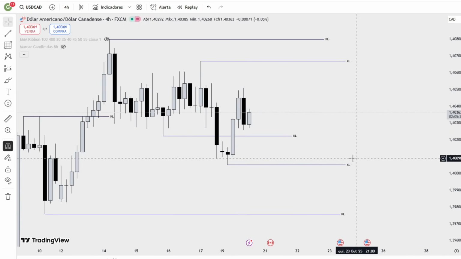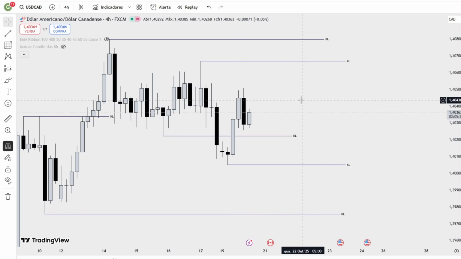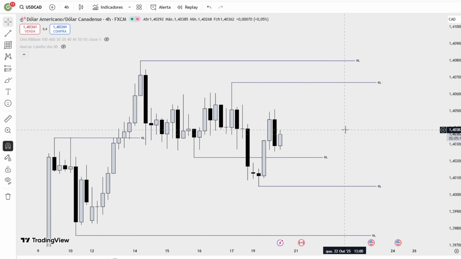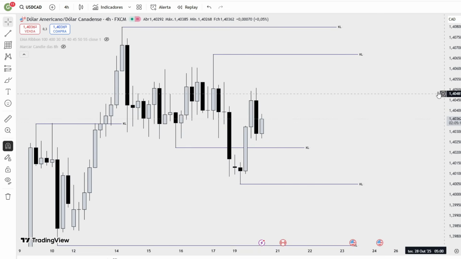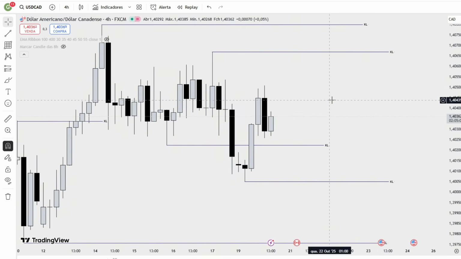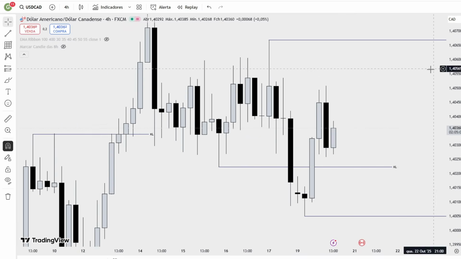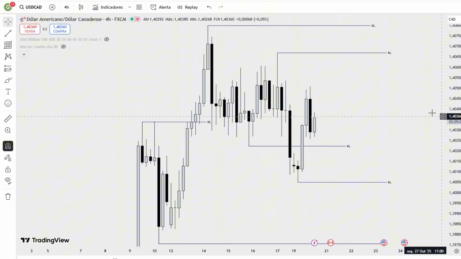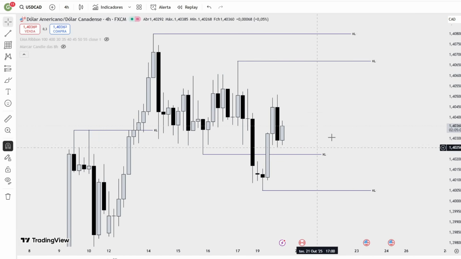Okay, so you already know what CRT is. You already know that CRT is a candle, and inside that candle you have a range that has key levels inside the range. So how do we want to trade the CRT? You mark your key levels. Here I'm marking on the 4-hour. You can do it in whatever time frame you please.